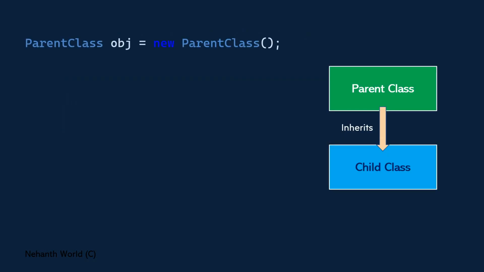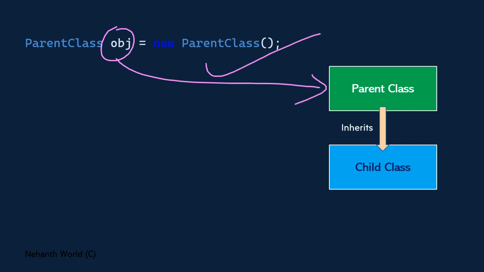In the previous video, we saw this statement. We created an object for the parent class and were not able to access the child class members. Using this object, we were able to access the parent class members, but using the same object, we were not able to access the child class members.